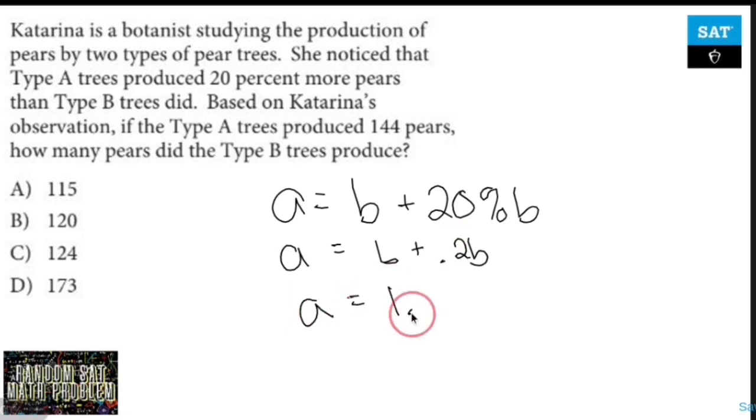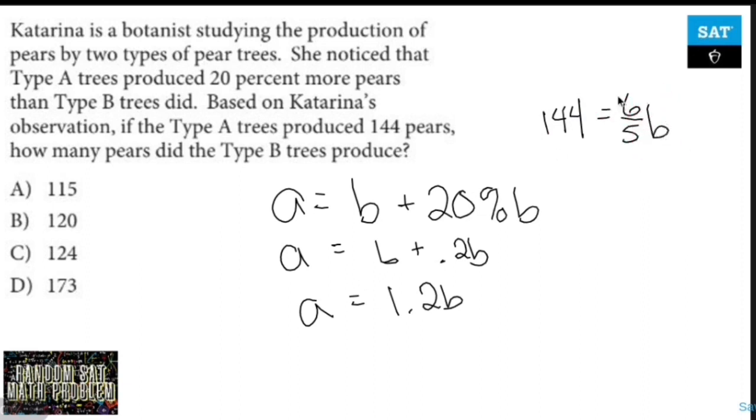which is 1.2 B. Now, what else do I know? I know that type A trees produced 144. So let's do it this way. I'm going to turn 1.2 into a fraction, which is going to be 6 over 5. Oh, I kind of wish I didn't do that. Oh, well, too late. No, I don't. I like it.